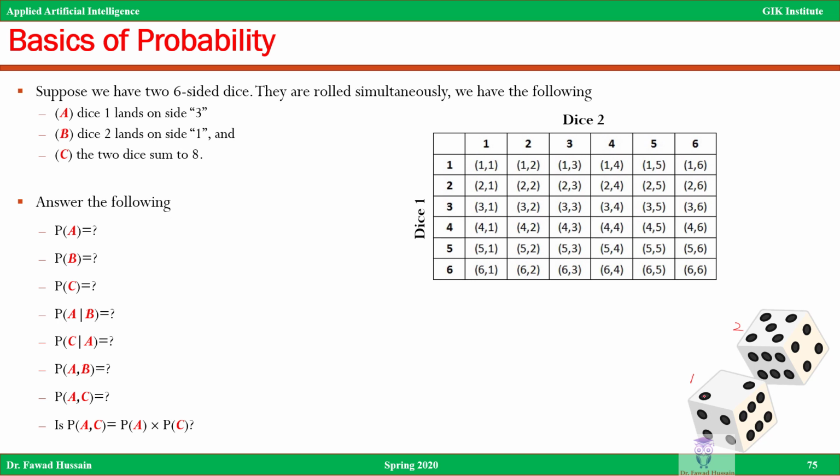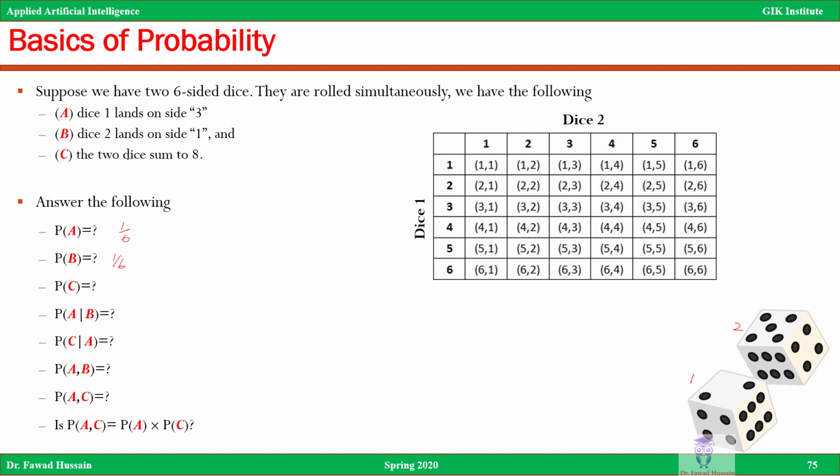So there are 6 sides, one of them is 3, so the probability is going to be 1 divided by 6. So this is the probability of P of A. And similarly, what's the probability of P of B? This is also 1 by 6. And what's the probability of P of C? Now this is an event that takes both dice into consideration.